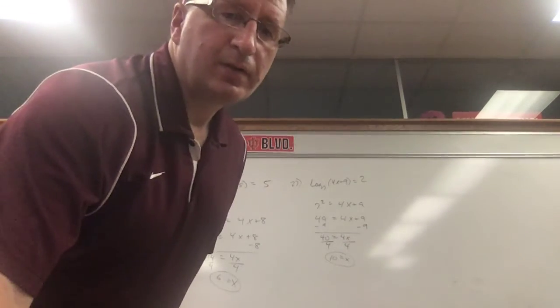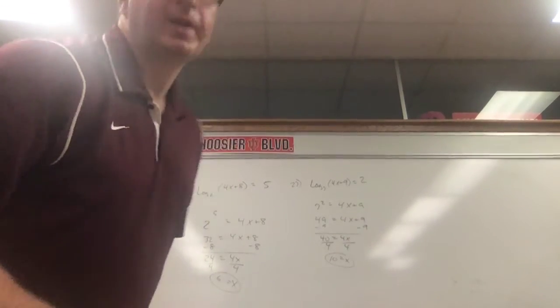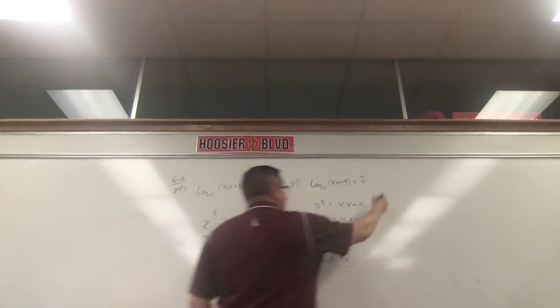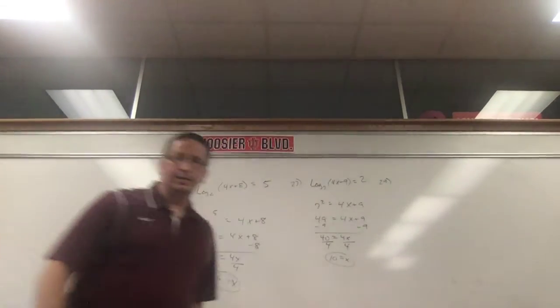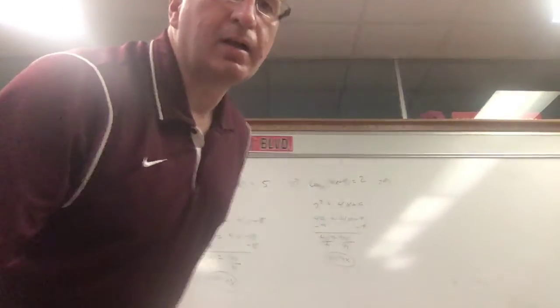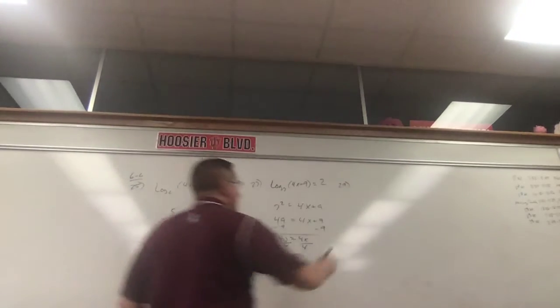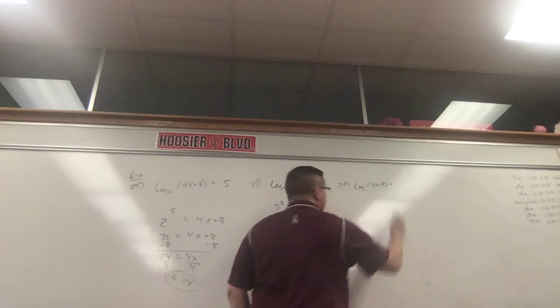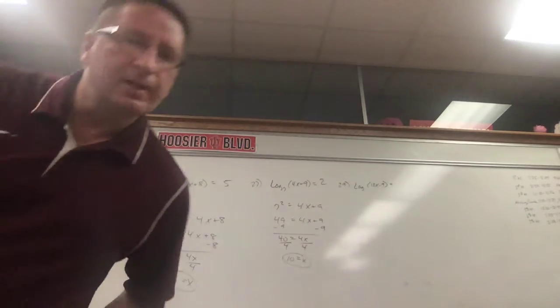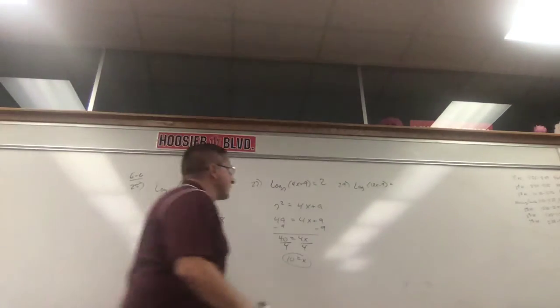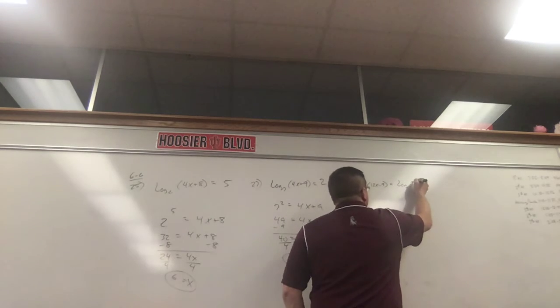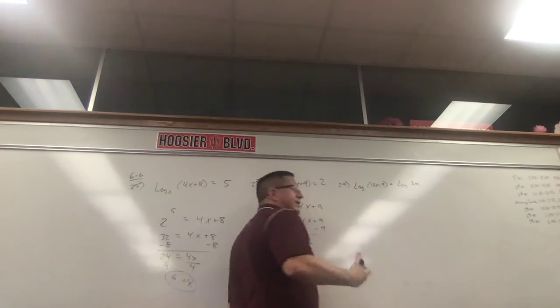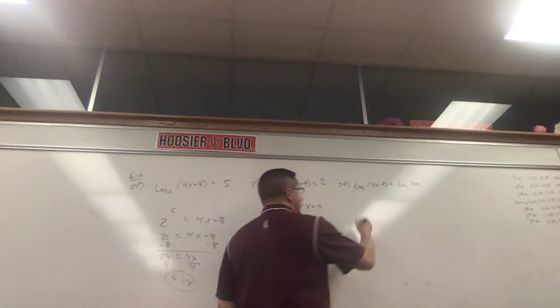Okay. Number 29. So number 29, we have log of 12x minus 9 equals the log of 3x. Now this is an easier one. We have a log on each side. They have the same base. Just wipe them out like we did the other day.